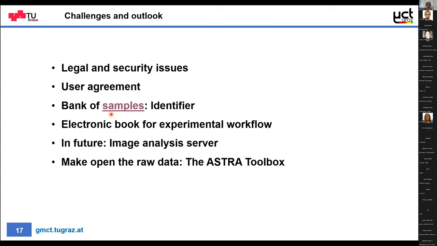And in the future, we would like to have an image analysis server that allows all the users who don't have the opportunity to have a good computer, or don't have any experience with image analysis, to do it on our server. And what is quite interesting for me is that the raw data that is produced by the machines will also be open. So there are, as I said, third-party and also GNU open programs that can be used by users, or by another researcher, to do the reconstruction from scratch.